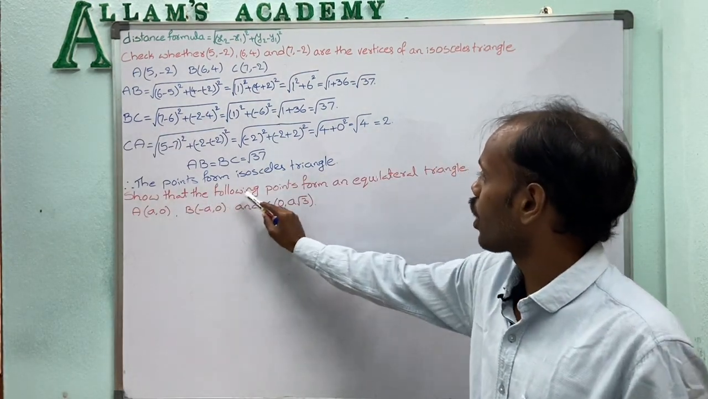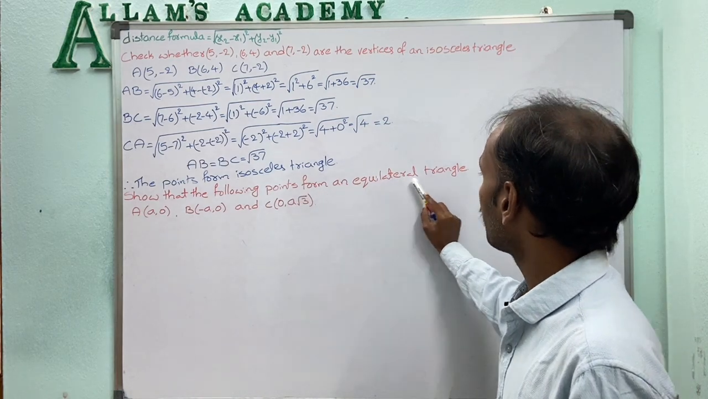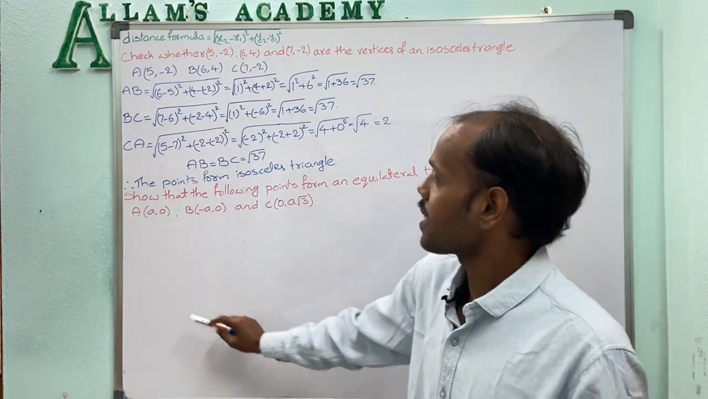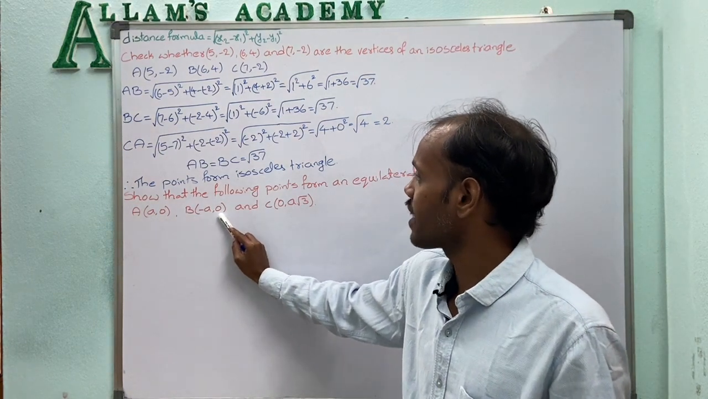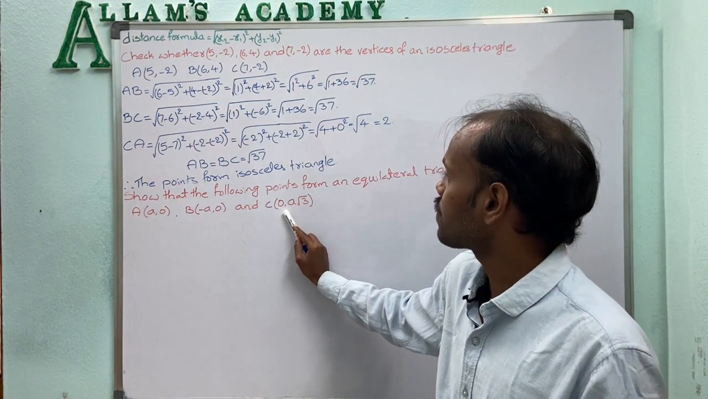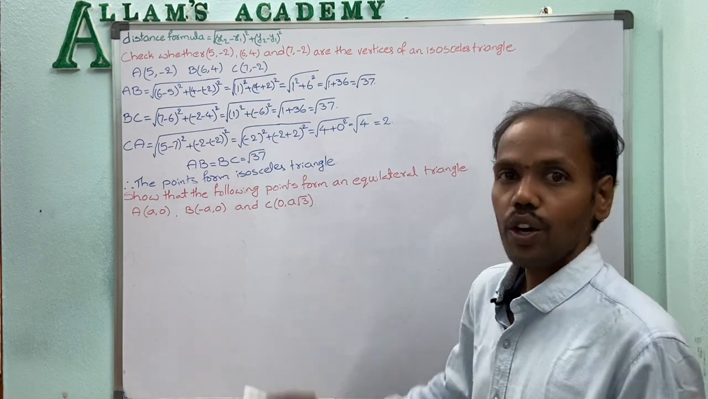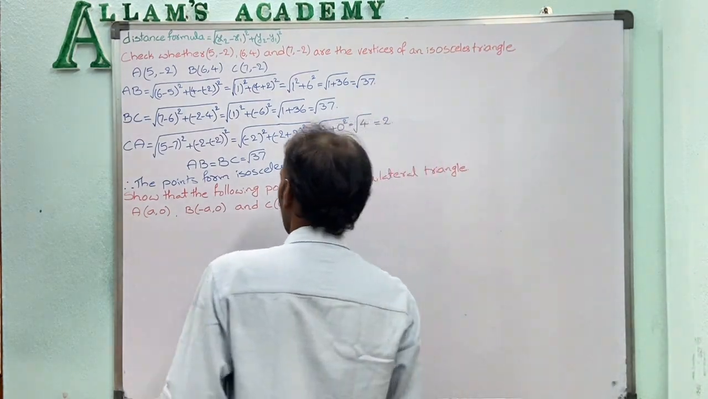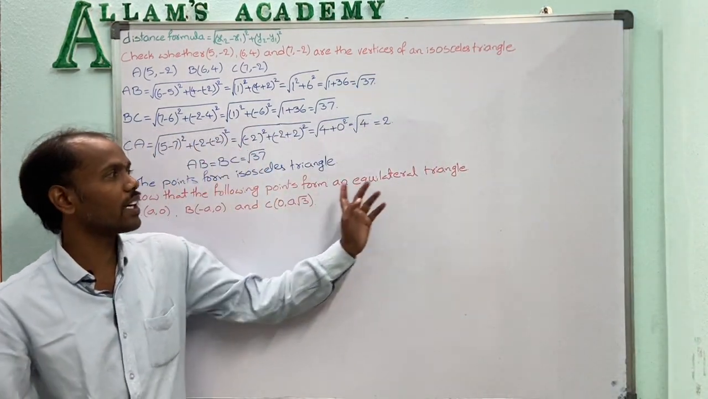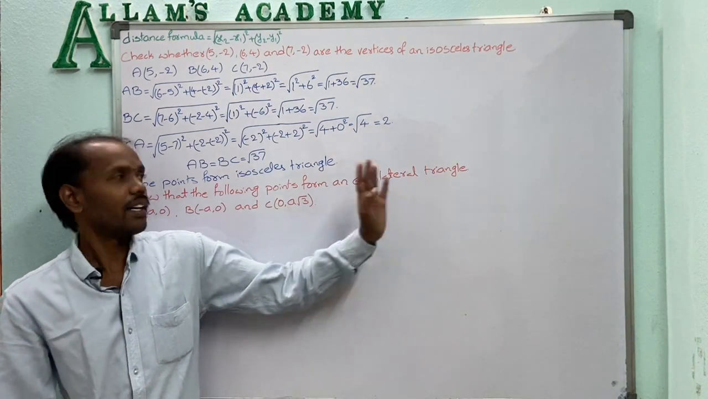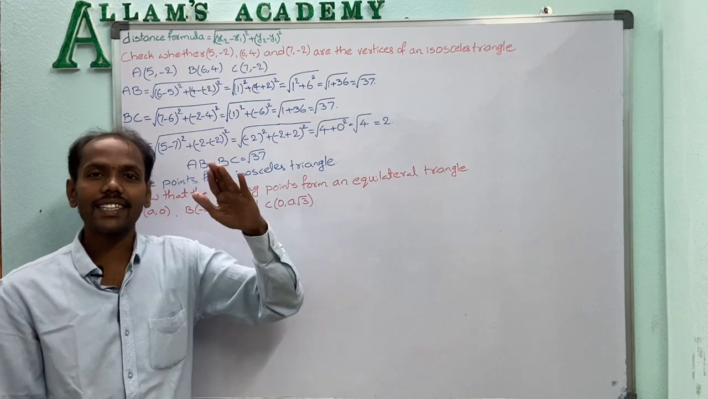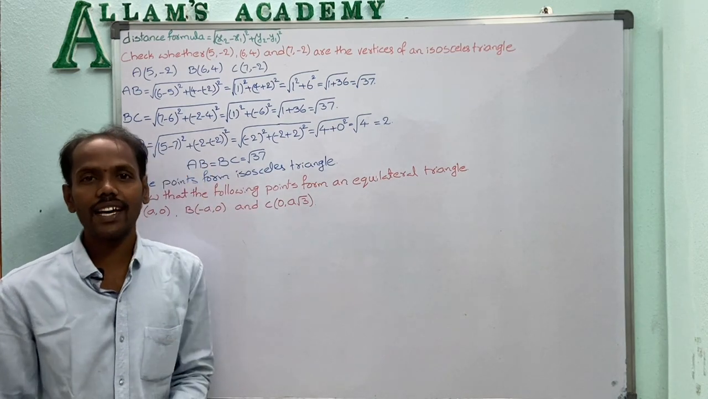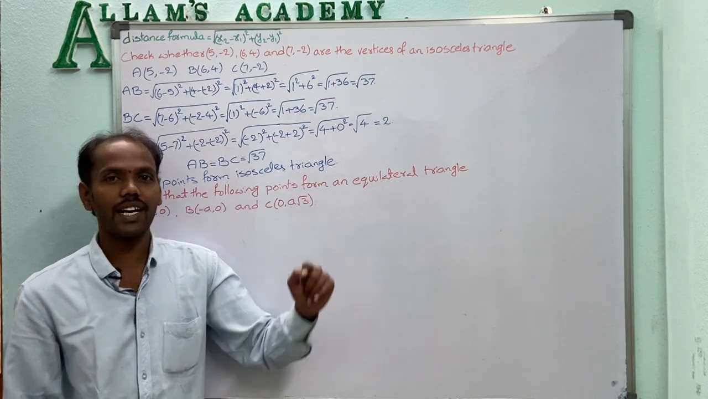Show that the following points form an equilateral triangle: A of (a, 0), B of (-a, 0) and C of (0, a root 3). So here these points are showing an equilateral triangle, that is what is asked. Equilateral triangle means a triangle in which all the sides are equal.